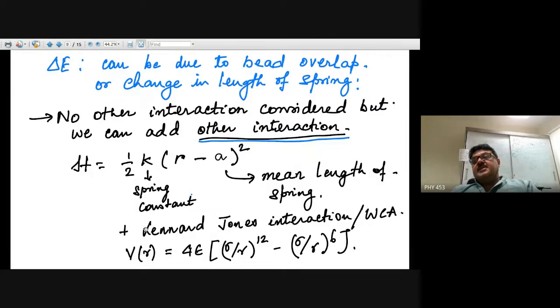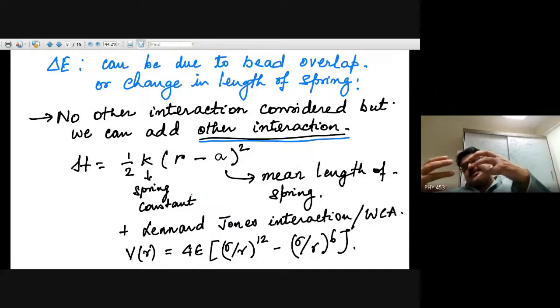And the overlap, the repulsion between the beads if they overlap, is modeled by the so-called Lennard-Jones interaction or the WCA interaction, and that has the form 4 epsilon times sigma by r to the power 12 minus sigma by r to the power 6. I will discuss why and how this potential helps in modeling the repulsion if two particles overlap on top of each other.